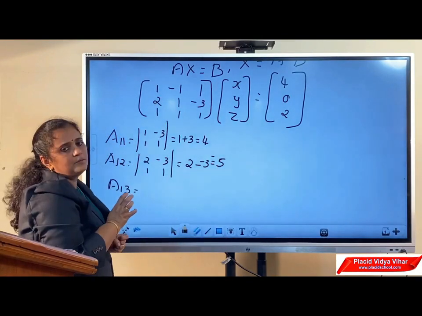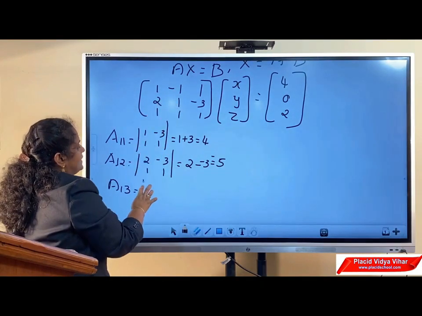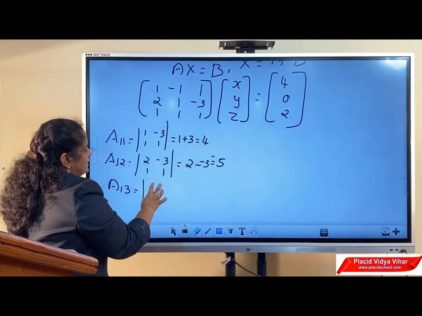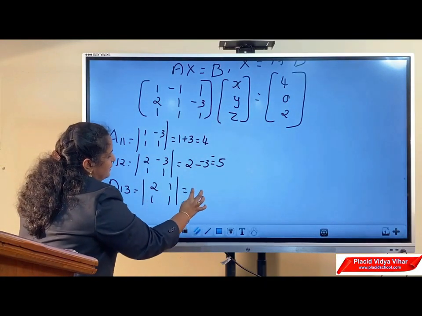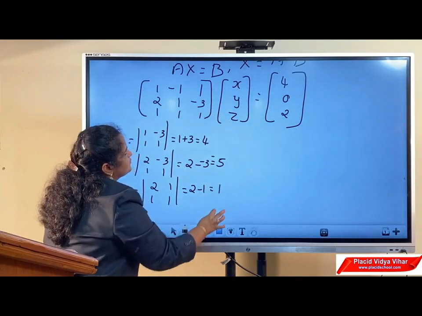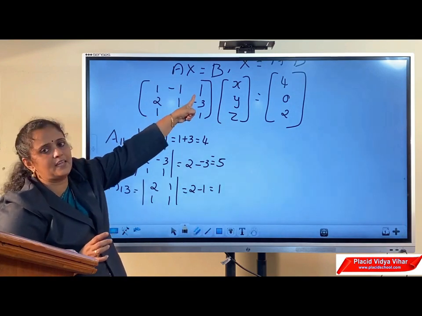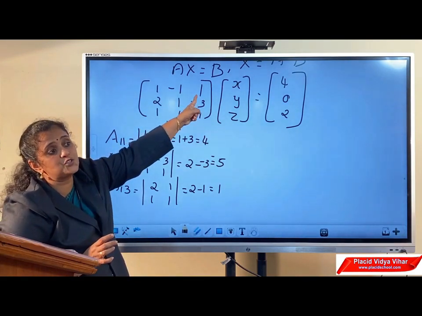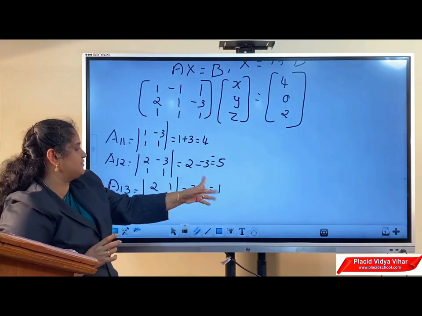The third element: we delete the corresponding row and column. The remaining elements you write in determinant form: 2, 1, 1, 1. Cross multiply: 2 minus 1. The answer is 1. The sign pattern is positive, negative, positive. That element is 1, 3, minus 1 raised to 1 plus 3, so that element is positive 1.